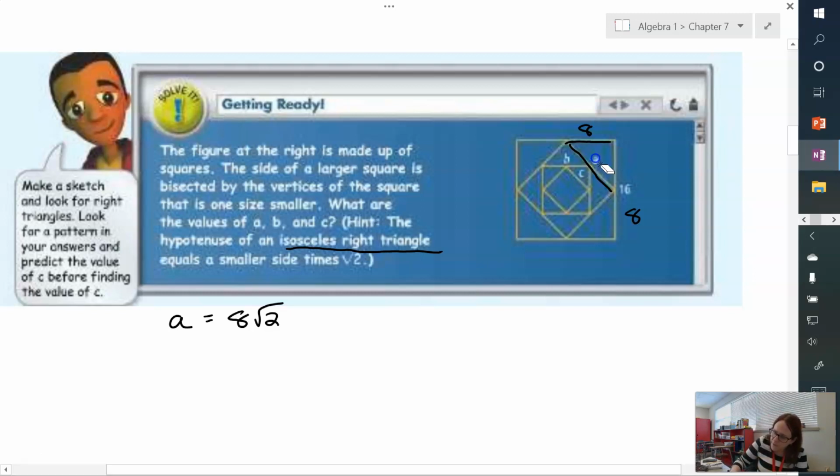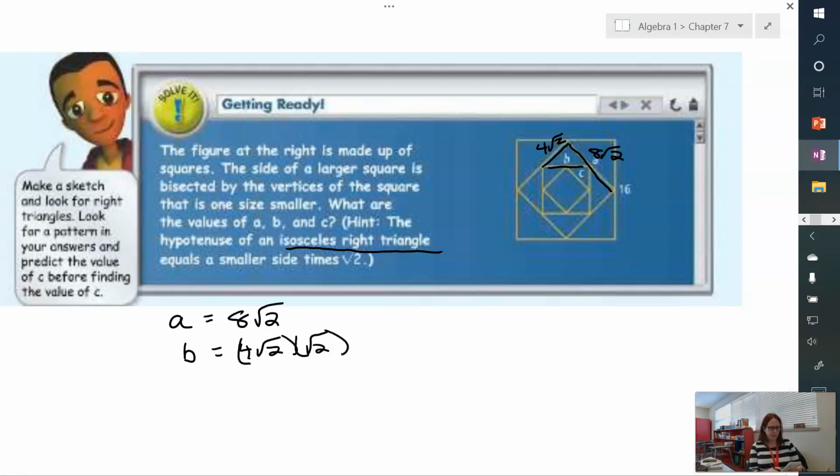Okay, so since I know A is 8 square root of 2, then I have another isosceles right triangle right here, and each side of that one is going to be half of that 8 square root of 2. So it's going to be 4 square root of 2 on a side. So then B is the smaller side, 4 square root of 2, and we're going to multiply that by a square root of 2. If I get my calculator here, I do 4 times the square root of 2, and then I multiply by a square root of 2, and believe it or not, I just got 8. So B is 8.